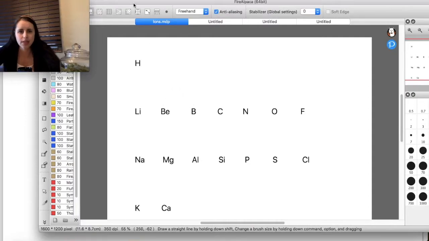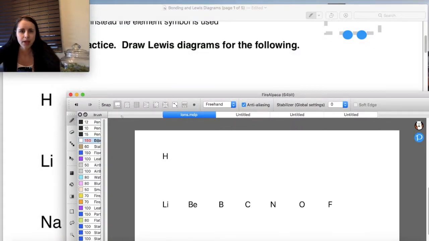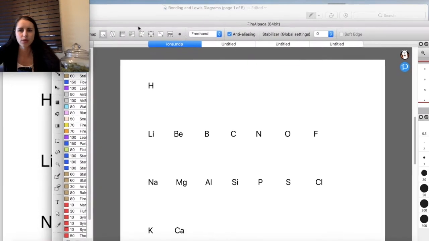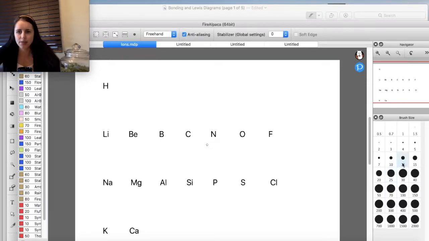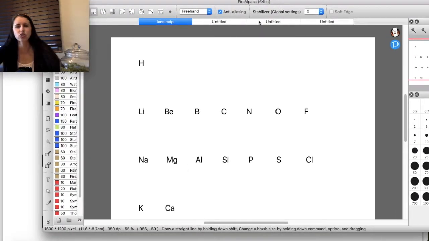So I've got this diagram here. And we are going to go through and draw ourselves some Lewis diagrams. So if I take a look, let's get myself a big fat marker here. There we go. If I take a look at hydrogen, hydrogen is in the first row, so it has one valence electron.